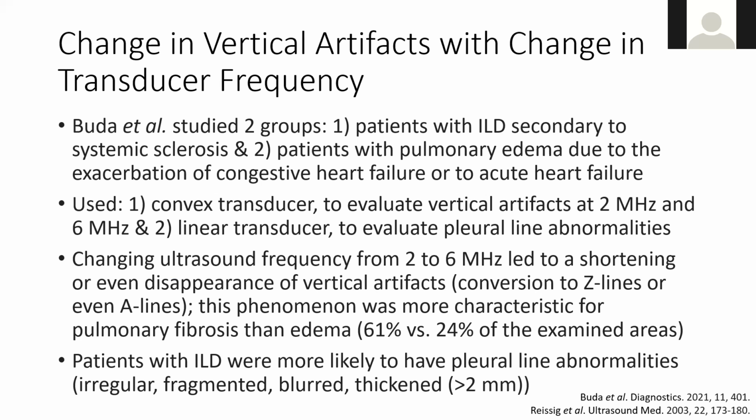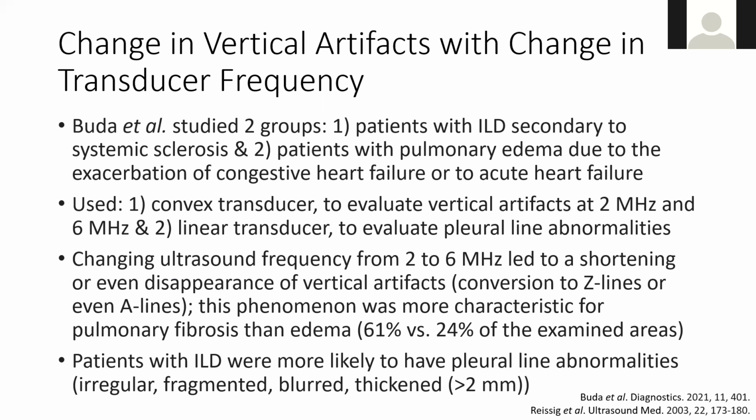What they noticed is that changing the ultrasound frequency from 2 to 6 led to a shortening or even disappearance of vertical artifacts, with some of them converting to Z lines or even A lines. And this phenomenon was more characteristic for pulmonary fibrosis than edema. So seen in 61% of examined areas in patients with pulmonary fibrosis, compared to only 24% of examined areas for patients with pulmonary edema. And that was statistically significant. They also saw that patients with ILD were more likely to have pleural line abnormalities, such as irregular, fragmented, blurred, or thickened pleural lines more than 2 millimeters, which is consistent with previous research as well.